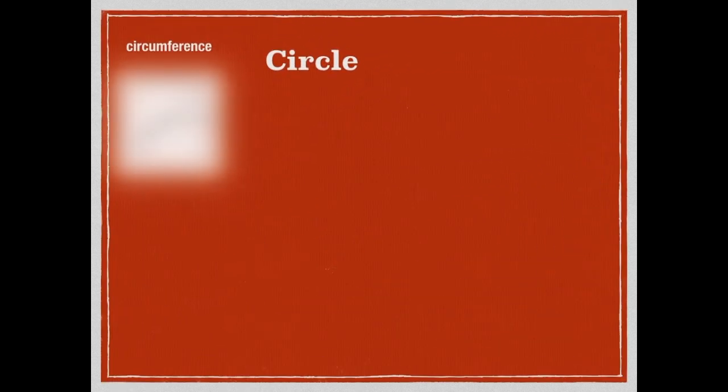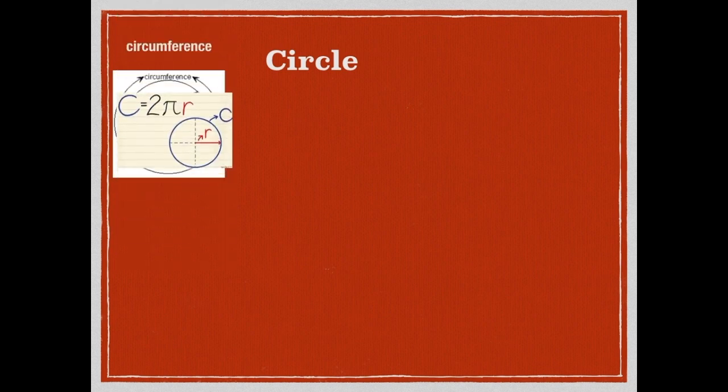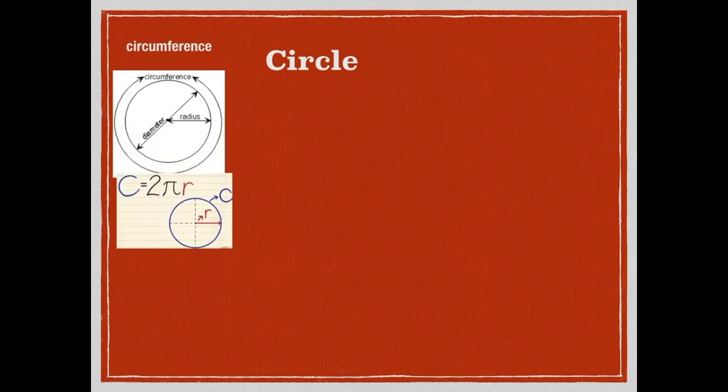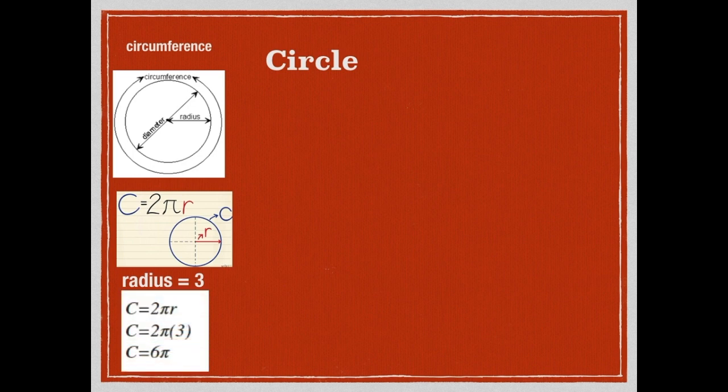For the circle, the perimeter is called circumference and is calculated by the formula 2 pi r. So C equals 2 pi r, and r is the radius, which is the length between the center and any point on the circle. For example, if we have a circle with radius r equals 3, you use the formula C equals 2 pi r and you substitute r by 3 like this. 2 pi times 3, 2 times 3 is 6, so the circumference is 6 pi.